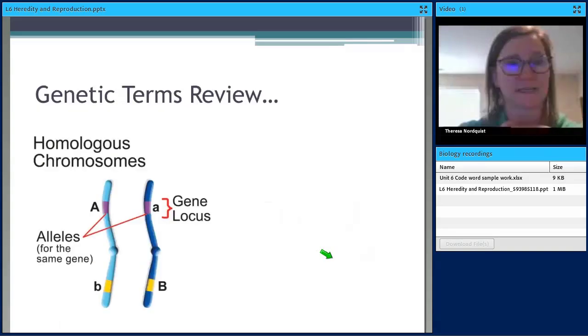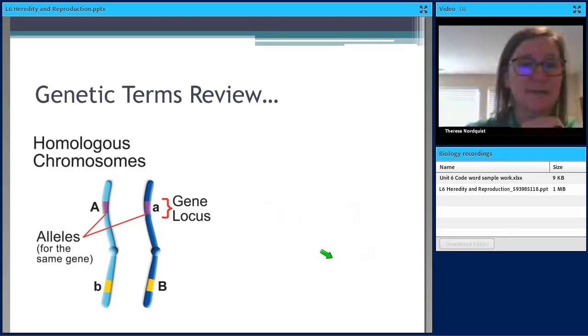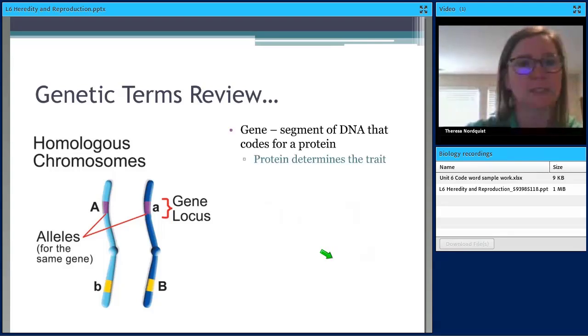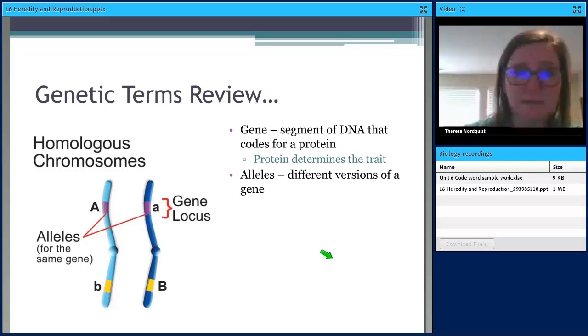Okay, so let's review genetic terms because that gets brought up in this lesson. I think reviews are always good. So we've learned a lot about genes. Remember, a gene is a segment of DNA that codes for a protein, and proteins are things that do stuff in your body. They are what determine your traits.